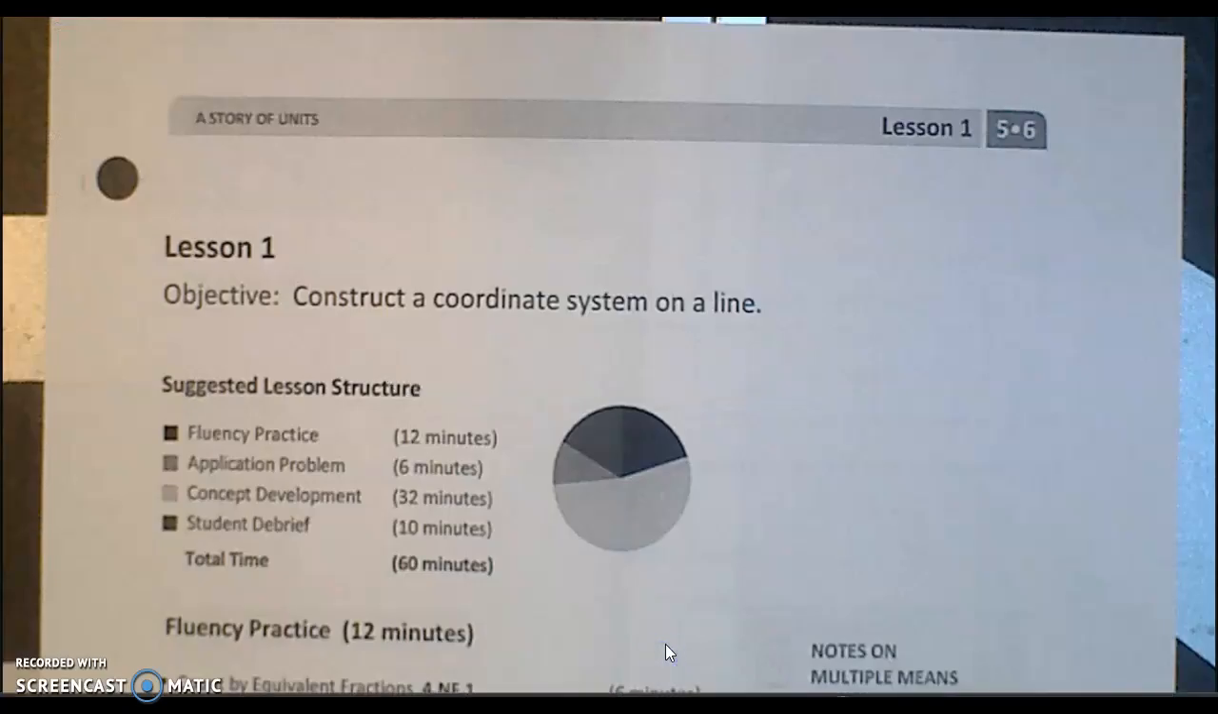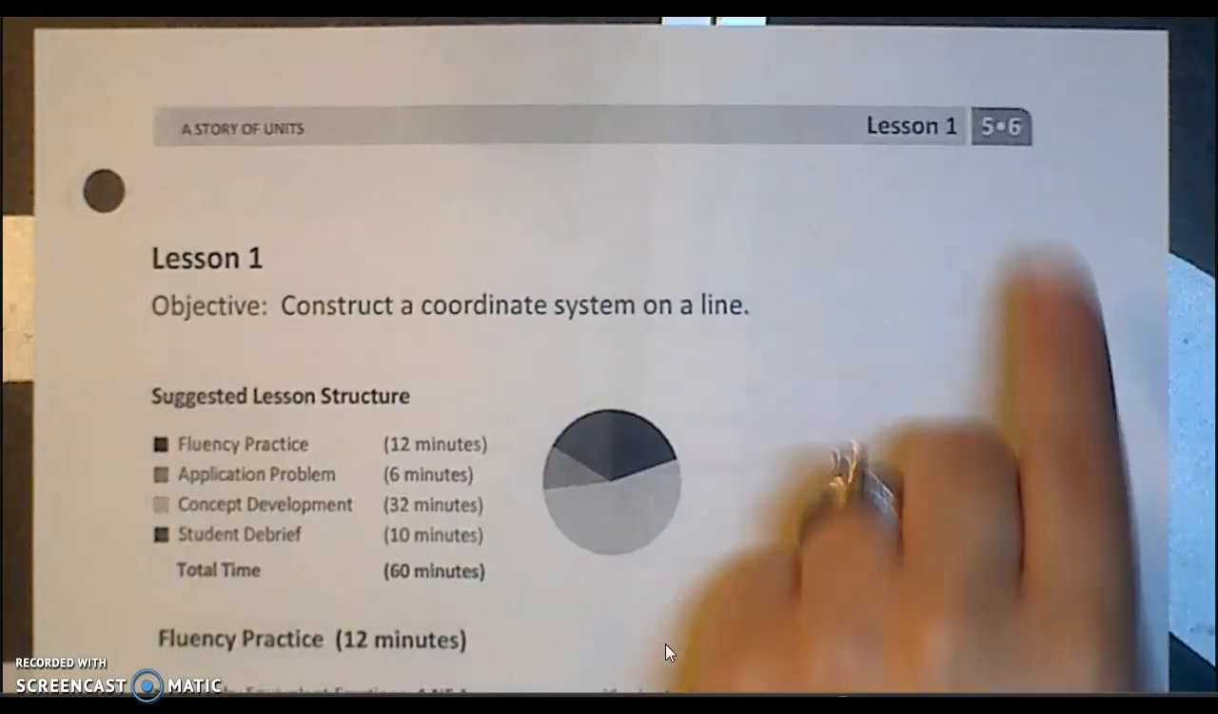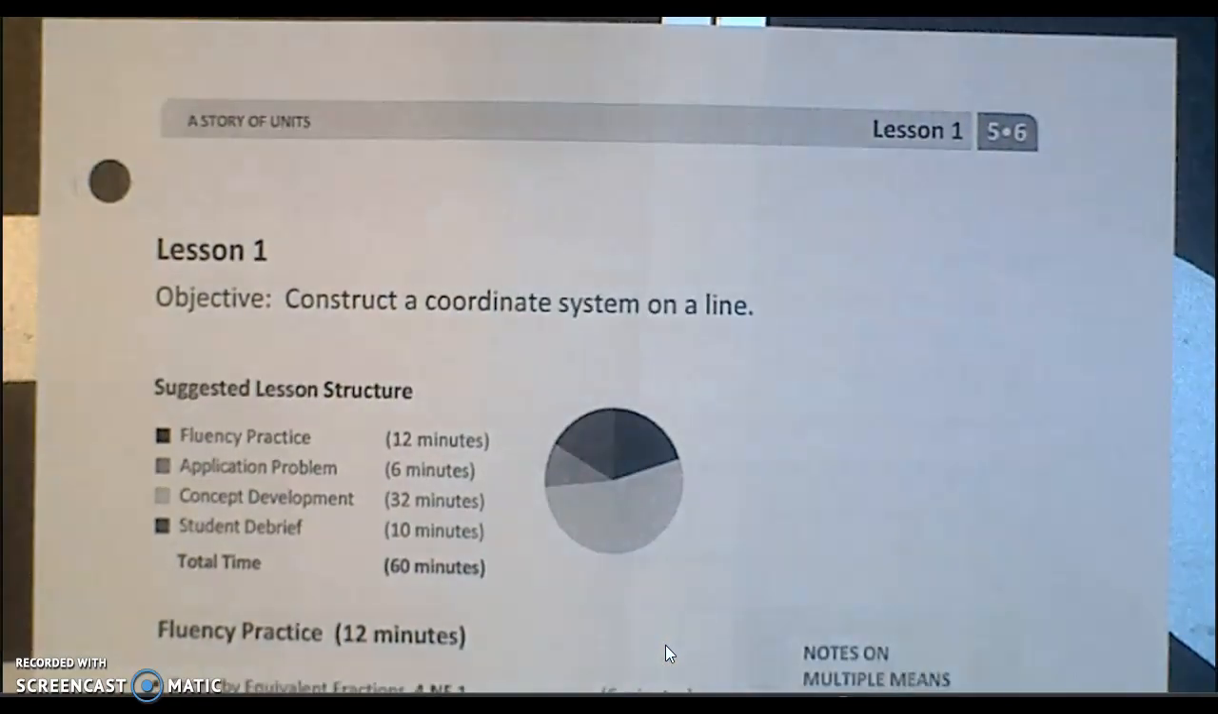Good morning. Today we are starting Module 6, and this is Lesson 1. The objective for Lesson 1 is to construct a coordinate system on a line.